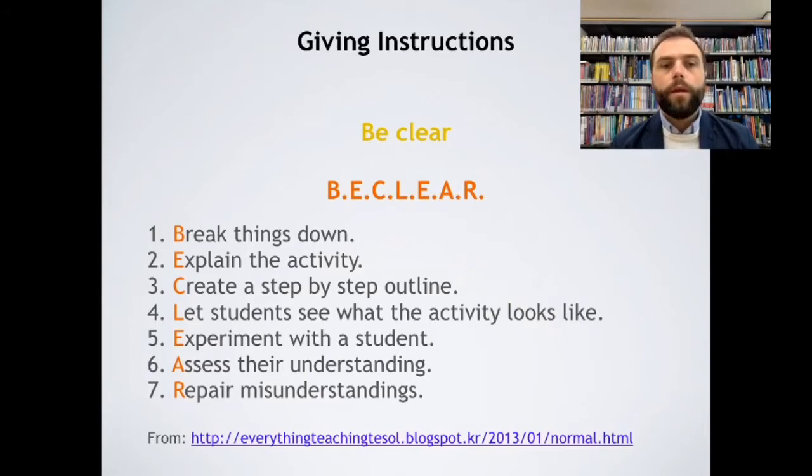Number 4, let students see what the activity looks like. You might have something prepared, ready, that shows them what the final outcome of the activity is going to look like. Number 5, this is a good tip, experiment with a student, okay? Especially something like a role play or a pair or a group activity. You can ask a student to come to the front of the class and you can demonstrate the activity with a student and show the class how the group activity is going to work.